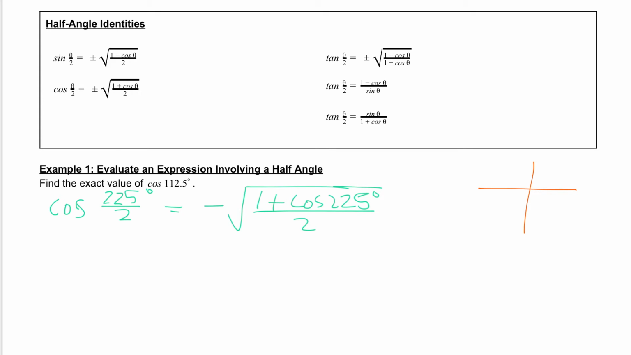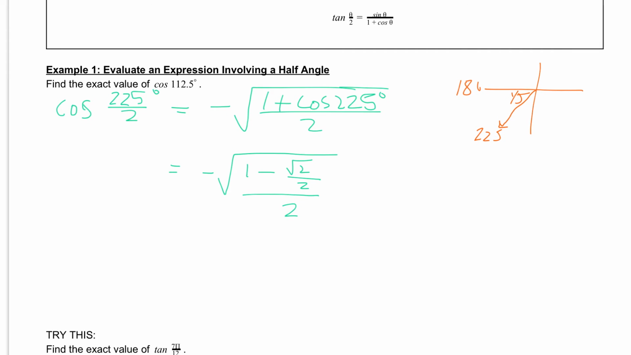225 is going to be in our third quadrant. So if this is 225 and this is 180, our reference angle here is 45 degrees. If we want the cosine of this 45 degrees, cosine is going to be in the negative direction, so it's going to be negative square root of 2 over 2. So we can rewrite this as negative square root of (1 minus square root of 2 over 2), all divided by 2. And from here, it's just a matter of simplifying.